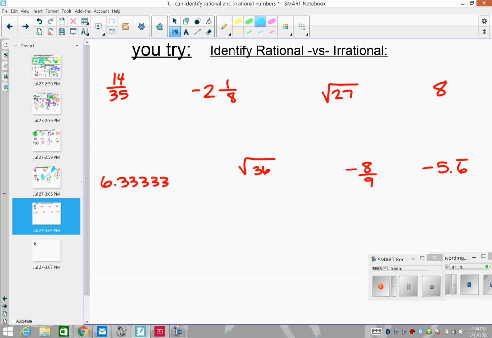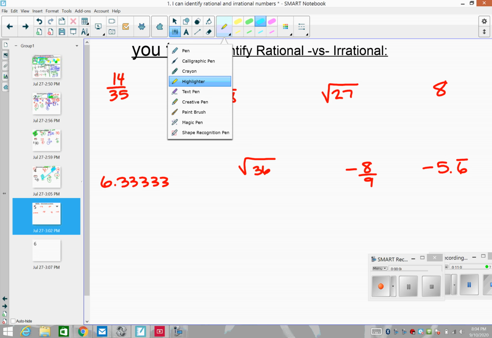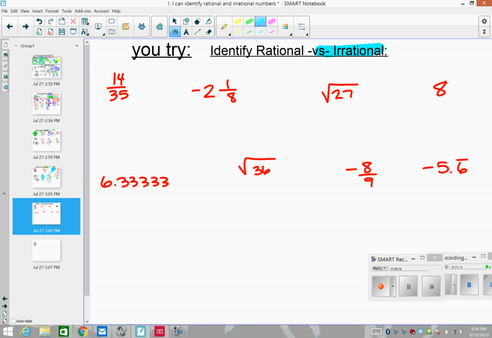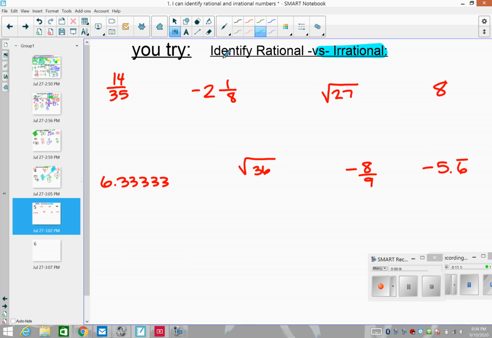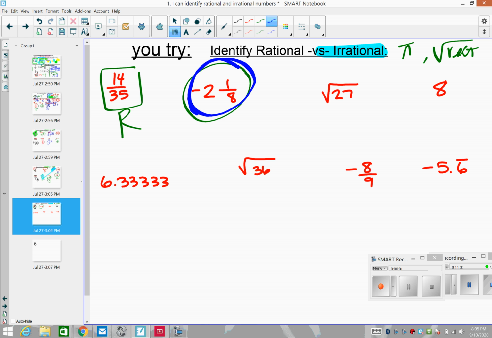All right, you should be unpausing that video. Let's see how you did. Again, when we are assessing these, we're really just wanting to know which ones are irrational, and then everything else by default is rational. So pi and the square root of rectangles. So first one, is that pi? No. Is it a square root of a rectangle? No. Rational.